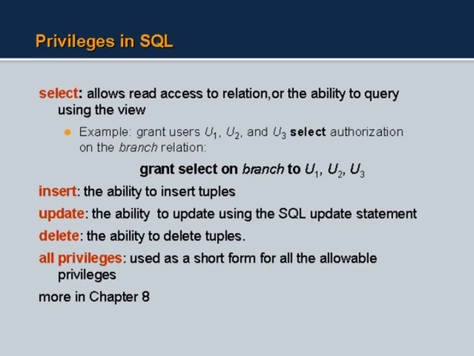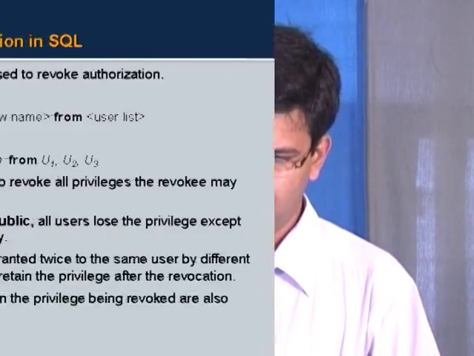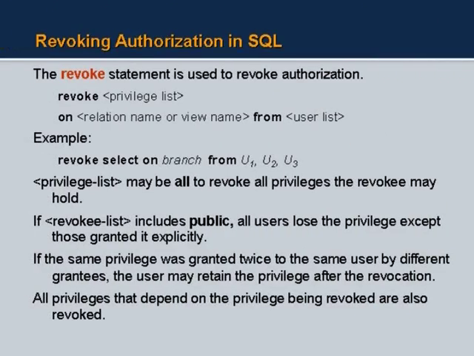Similarly, insert, update, delete and all privileges, as we saw. And the syntax is the same: grant insert, update, delete, all on a table to a user. Revoke takes a privilege back. So, you can revoke a privilege list on a relation from a user list. You can just revoke select, for example.